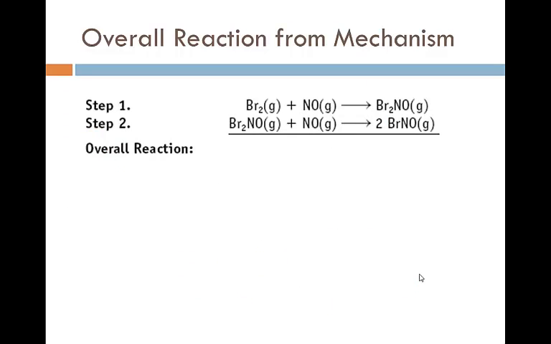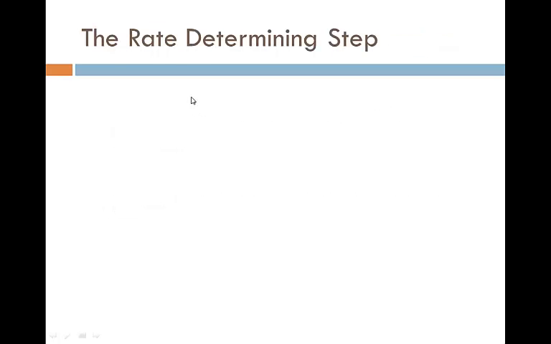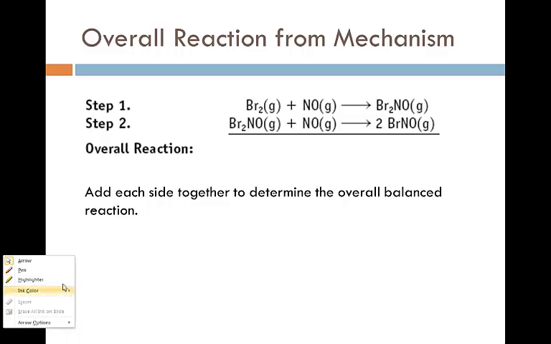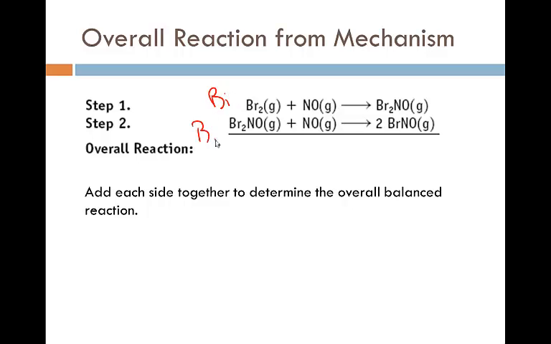Okay, so what we notice here is that we have two different elementary steps. We have a bimolecular elementary step up here, and another bimolecular elementary step here. Now, the useful skill with this is here's how we're going to get the overall reaction. So what I want you to do is anything that appears identical but on opposite sides of the arrow. So for example, this compound here that doesn't really have a name, Br2NO, that appears identical on both sides. So we can absolutely get rid of that.